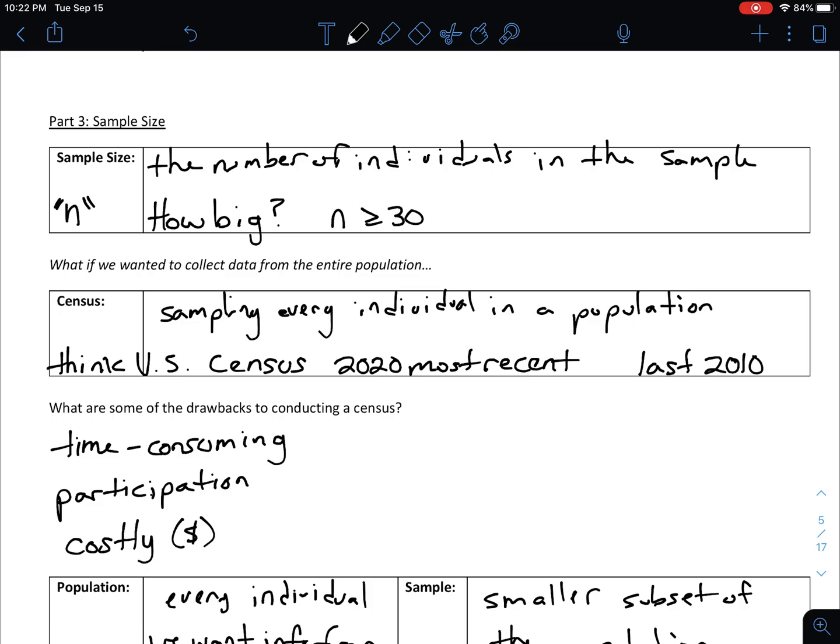In addition to that, you also have the people who are making the phone calls to try to get everyone to turn in the census. Plus, you have all the people on the back end, all the statisticians and people crunching numbers, and it's just an astronomical amount of money that gets spent to conduct the census.